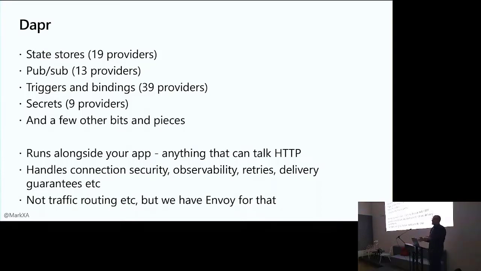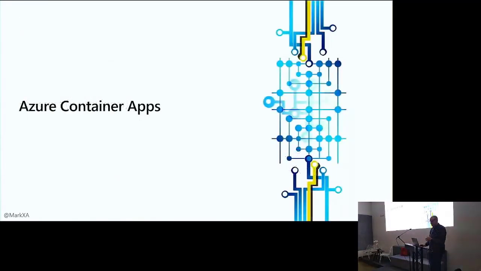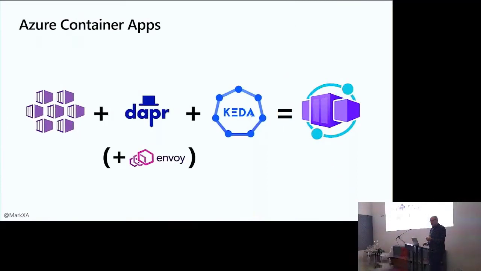It's kind of like a service mesh in that way, but not a service mesh. It doesn't do the routing and stuff, but fortunately, Kubernetes has a thing called Envoy, which will handle that for us. So we've got KEDA for scaling, we've got Dapper for the triggers and bindings that you might have in serverless, and what that comes up with is if we take Azure Kubernetes service and add Dapper and KEDA and a little bit of Envoy to it, we end up with Azure Container Apps.